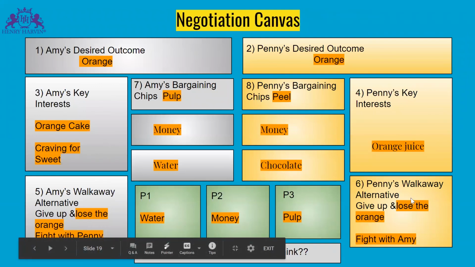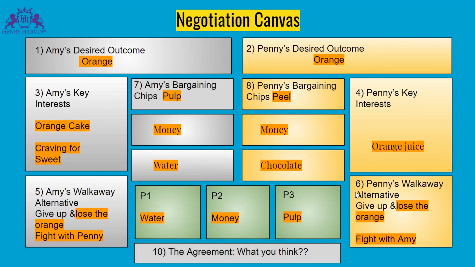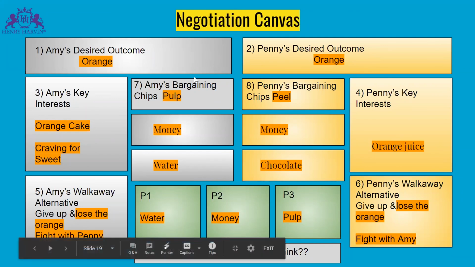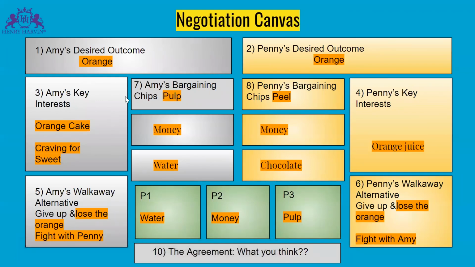Now, same way with Penny, she has two options. Either I give up and lose the orange, or I fight with Amy. Now, let's not look into the walkaway. This is the walkaway, but let's try and work around some solutions. Now, here Amy's bargaining chips. So now what are these bargaining chips? These bargaining chips are basically what can I do or offer her so that I get to keep my orange.